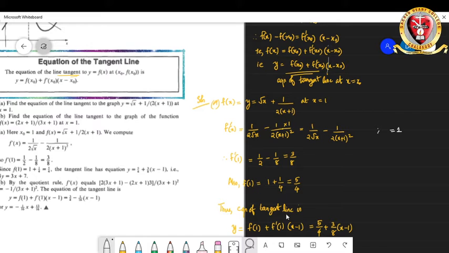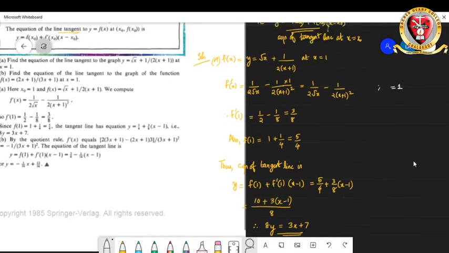So the equation of the tangent line is, when you have a question, you write what the equation of the tangent line is. This equation you have to write it first and then substitute for whatever is given here. So you have y is equal to f of 1 plus f dash of 1 into x minus 1. We have calculated f of 1 and f dash of 1. You get 5 by 4 plus 3 by 8 into x minus 1.